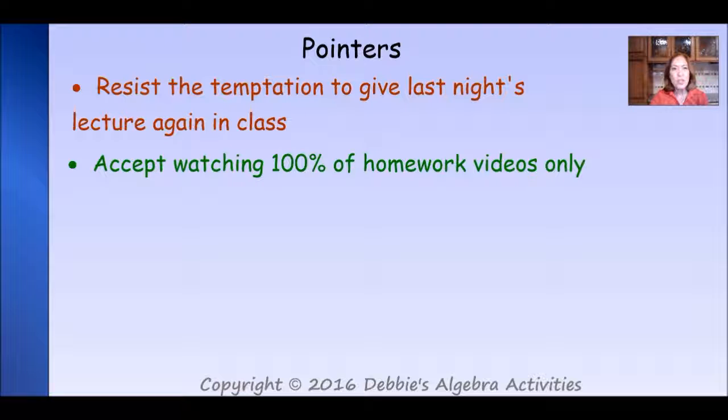Accept watching 100% of homework videos only. Resist giving partial homework points for students who watch only part of the assigned video or videos.